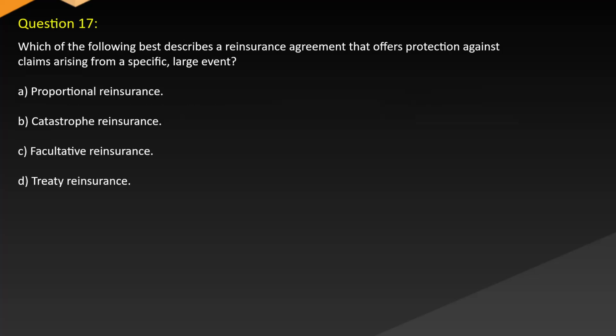Question 17. Which of the following best describes a reinsurance agreement that offers protection against claims arising from a specific large event? A. Proportional reinsurance. B. Catastrophe reinsurance. C. Facultative reinsurance. D. Treaty reinsurance.